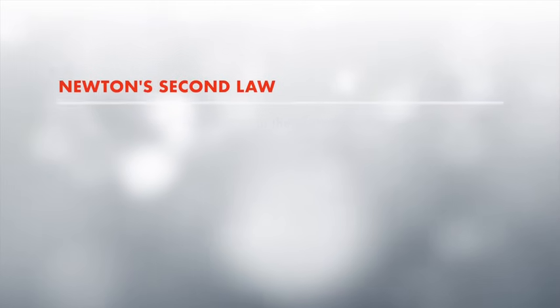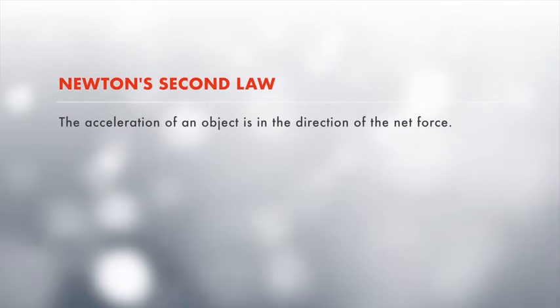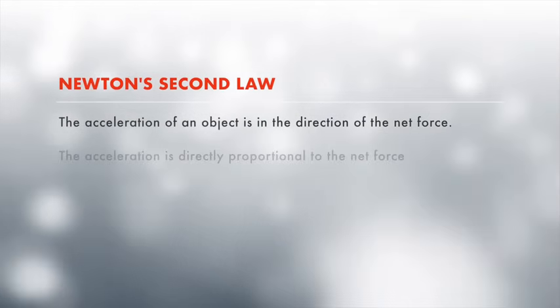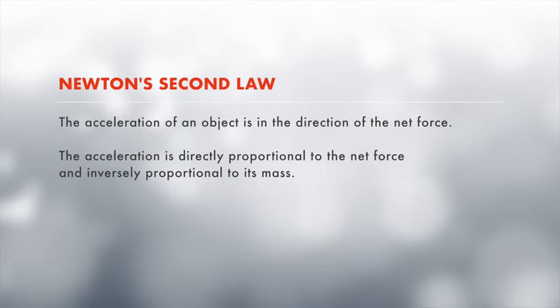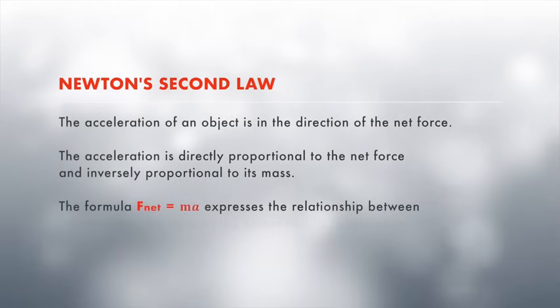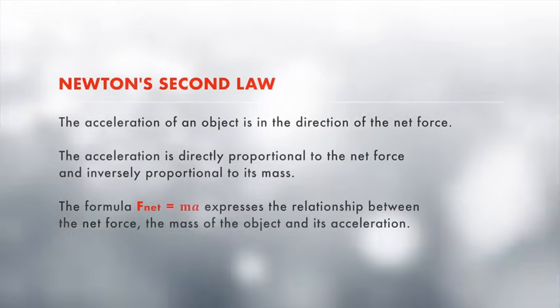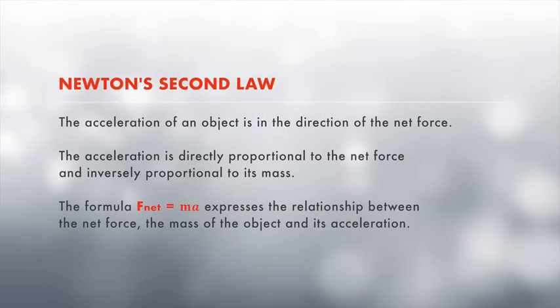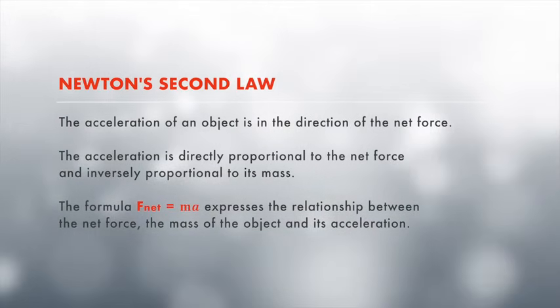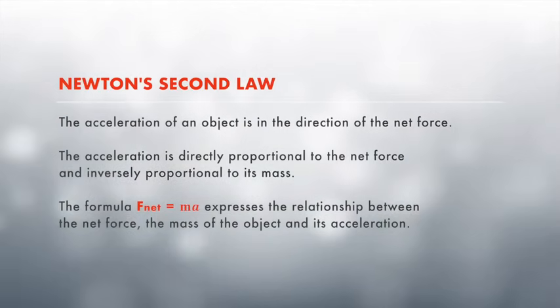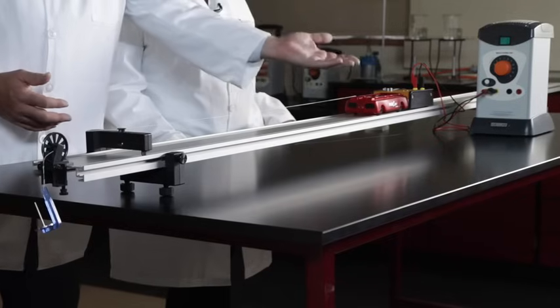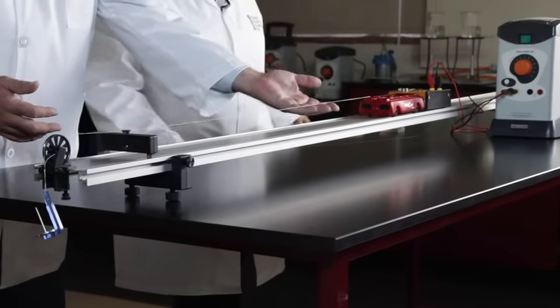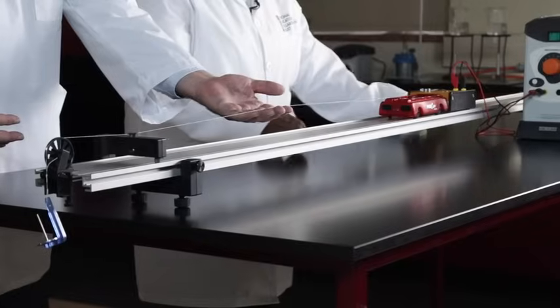Newton's second law states the acceleration of an object is in the direction of the net force. The acceleration is directly proportional to the net force and inversely proportional to its mass. The formula F net equals ma expresses the relationships between the net force, the mass of the object, and its acceleration.